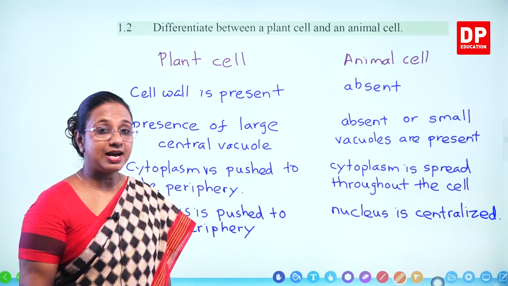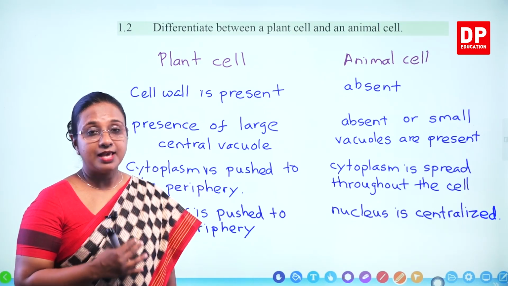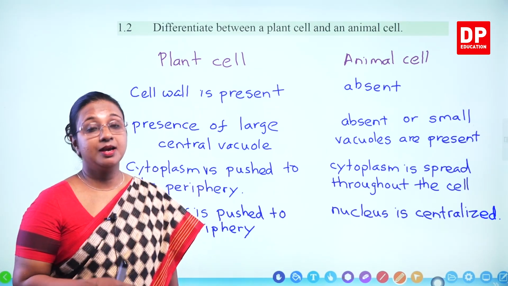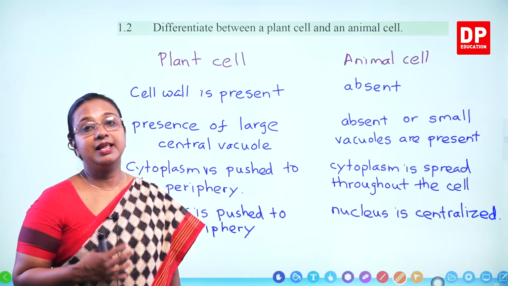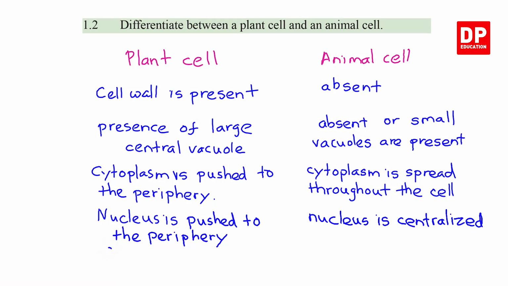And what is the last difference? In a plant cell, there is chloroplast. But in the animal cell, it is absent. Yes. So, chloroplast is present. In an animal cell, it is absent.